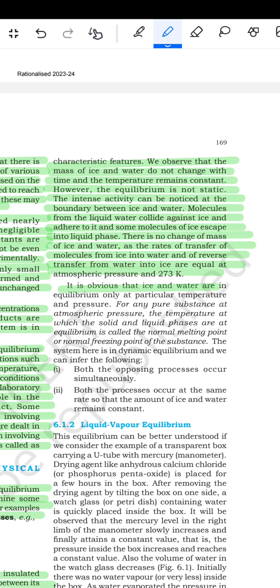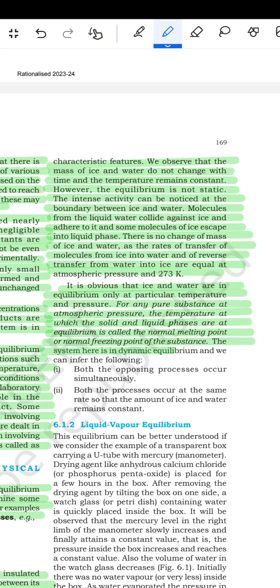It is obvious that ice and water are in equilibrium only at a particular temperature and pressure. For any pure substance at atmospheric pressure, the temperature at which the solid and the liquid phase are at equilibrium is called the normal melting point or the normal freezing point of the substance.